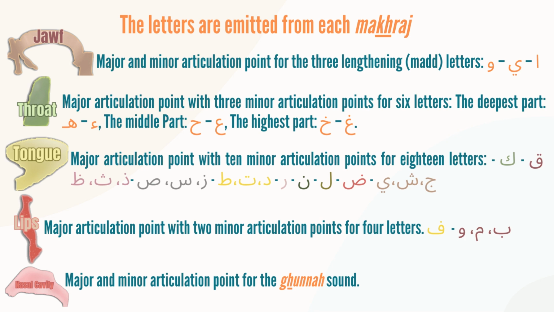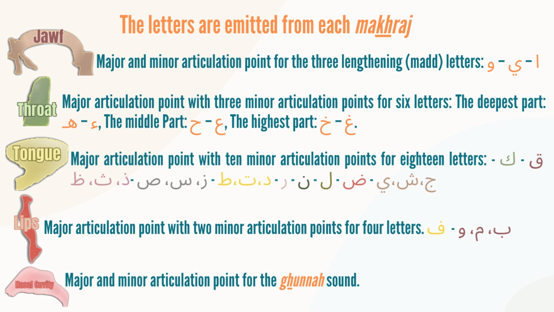Secondly, we have the throat. It is a specific major makhraj or articulation point with 3 minor makharij for 6 letters. So the throat is divided into 3 minor makharij. The first of them is the deepest part of the throat, right above the larynx, for hamza and ha. Then the middle part of the throat for ayn and ha. Finally, the highest part of the throat where the ghain and kha are emitted.